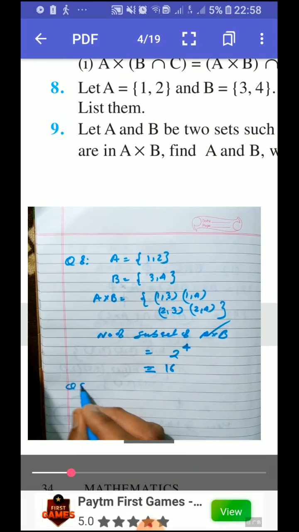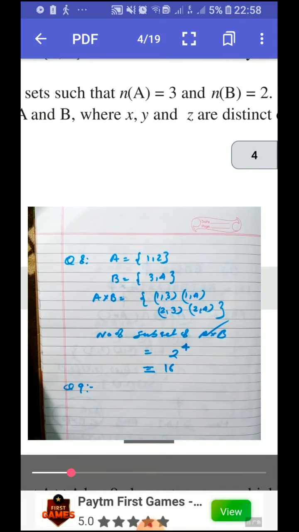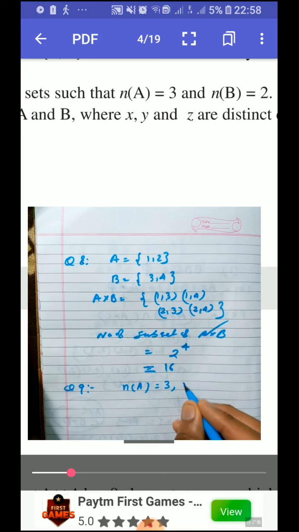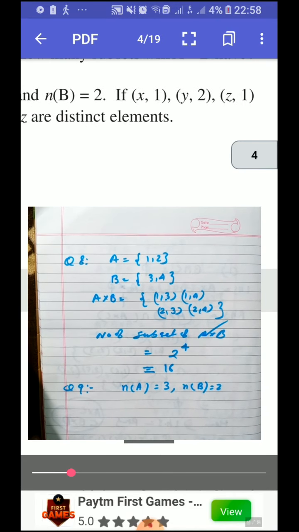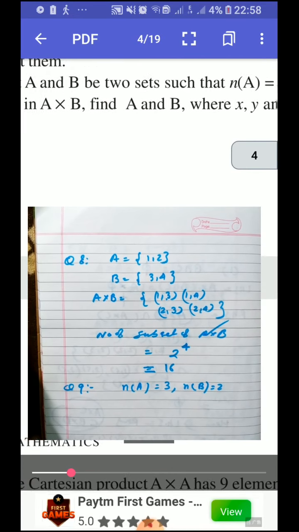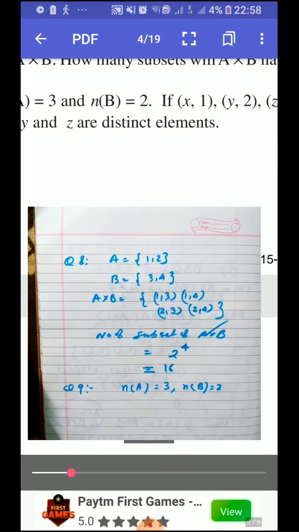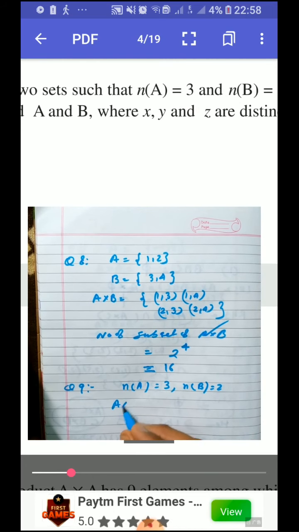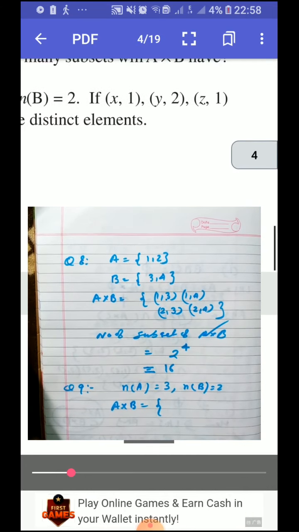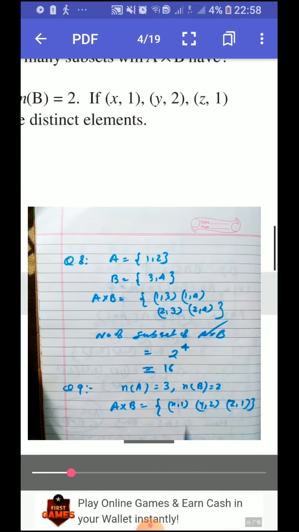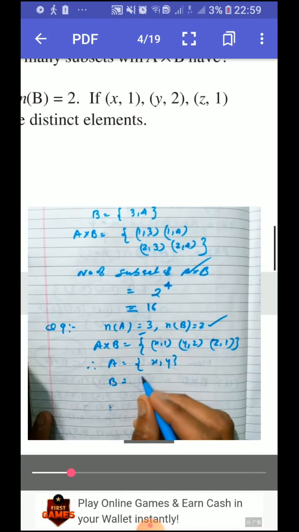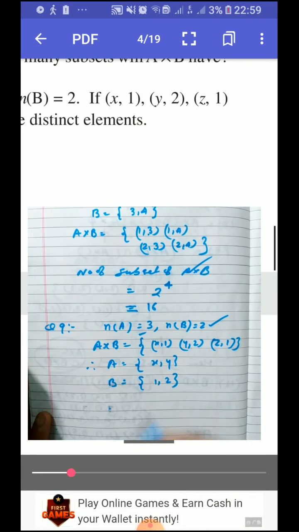Question number 9. Let A and B be two sets such that the number of elements n(A) equals 3 and n(B) equals 2. If (x,1), (y,2), (z,1) are in A Cartesian B, find A and B, where x, y, z are distinct elements. The elements of A Cartesian B are (x,1), (y,2) and (z,1). The first elements belong to the first set, so A is {x, y, z}. The second elements belong to the second set, so B is {1, 2}. So this is the answer.